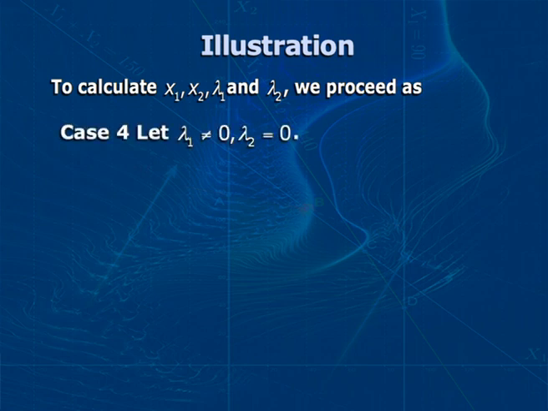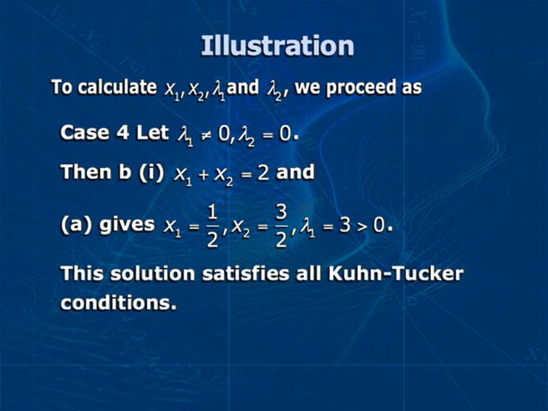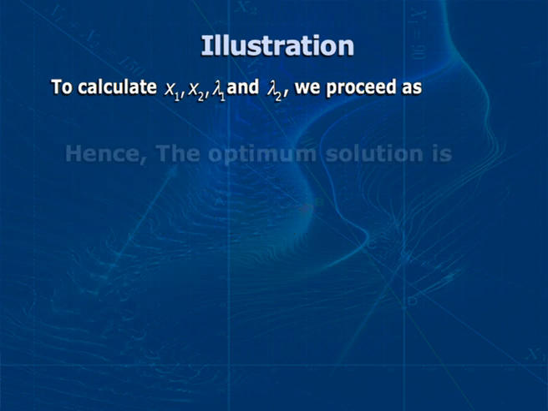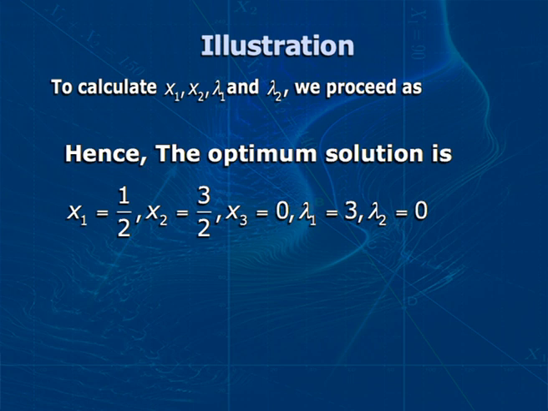Case 4. Let lambda 1 not equal to 0, lambda 2 equal to 0, then B1 gives x1 plus x2 is equal to 2 and A gives x1 is equal to 1 by 2, x2 is equal to 3 by 2, lambda 1 is equal to 3 greater than 0. This solution satisfies all Tucker conditions. Hence, the optimum solution is x1 is equal to 1 by 2, x2 is equal to 3 by 2, x3 is equal to 0, lambda 1 is equal to 3, lambda 2 is equal to 0 and maximum Z is equal to 17 by 2.